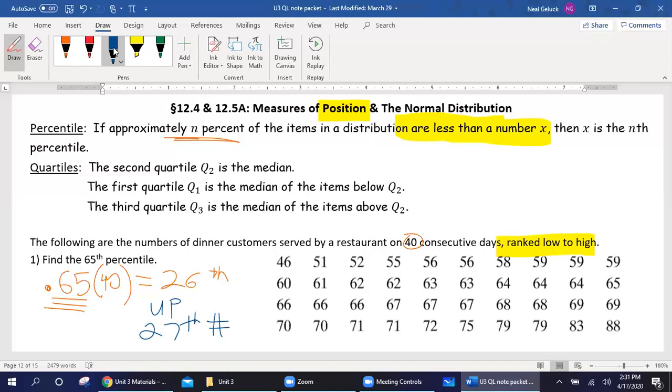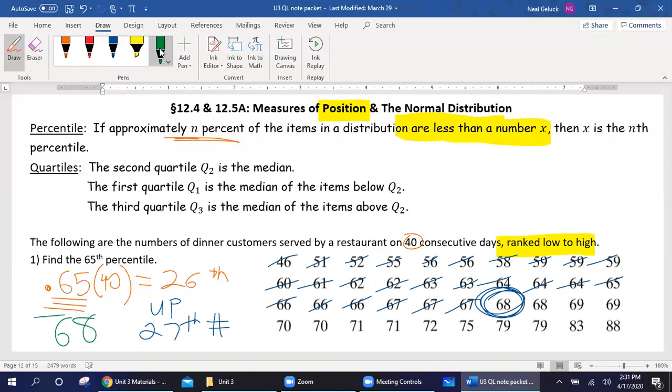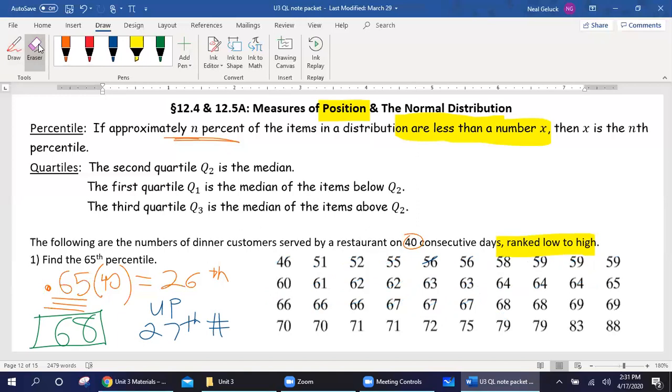This means that I am going to tell you the 27th number of these. So 1, 2, 3, 4, 5, 6, 7, 8, 9, 10, 11, 12, 13, 14, 15, 16, 17, 18, 19, 20, 21, 22, 23, 24, 25, 26, 27. So that number, 68, is the 65th percentile. What does that mean? That means that at that mark right there, 65% of the data values were below that mark.